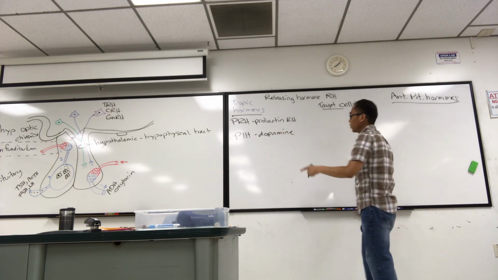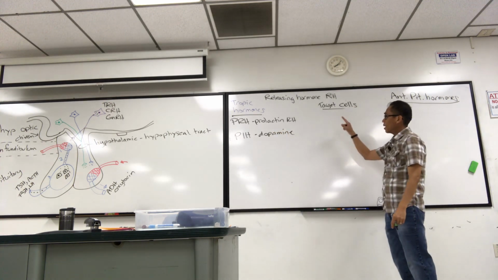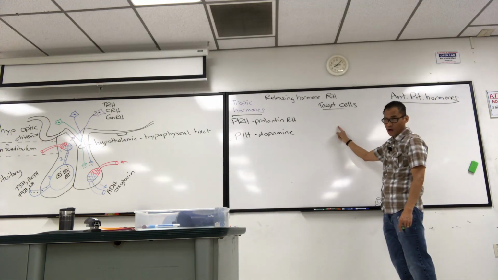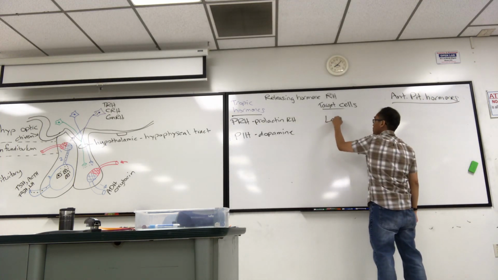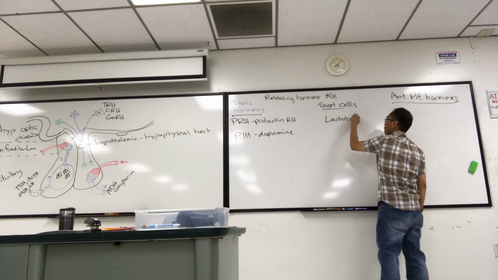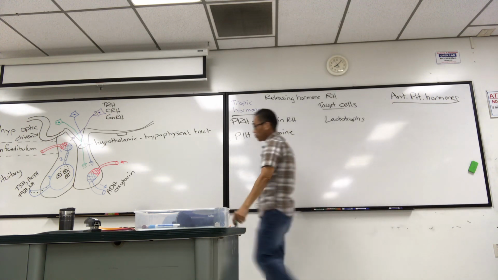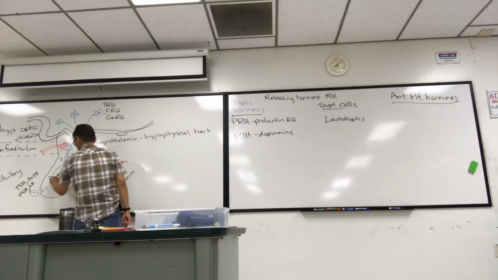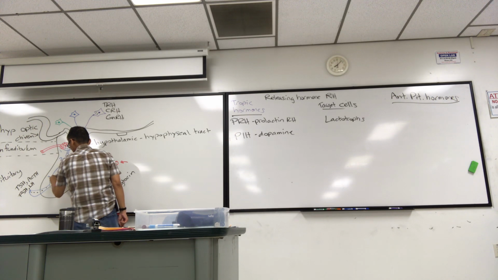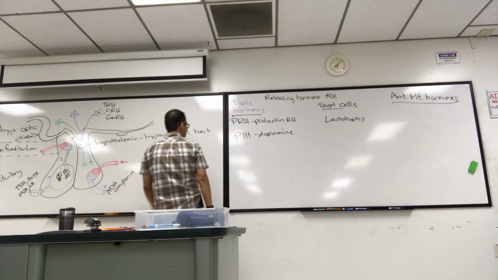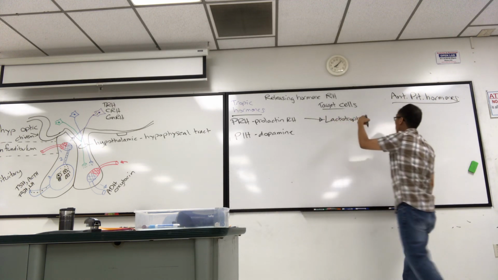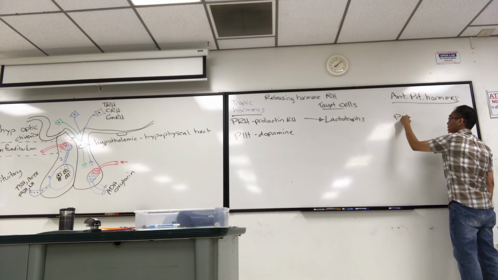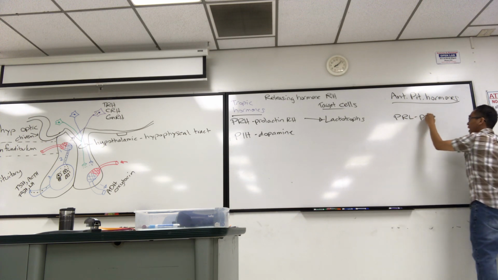These hormones will either release or inhibit hormones from cells called lactotrophs, because they help lactation in the nursing mother. I'd better put another cell type. We're up to four cells here. Lactotrophs are going to respond to the PRH or PIH. If it's PRH, then you're stimulated to release prolactin. PRL is the abbreviation for prolactin.